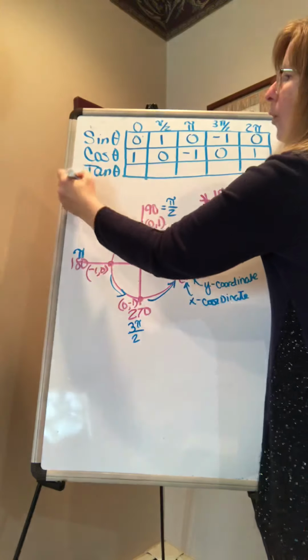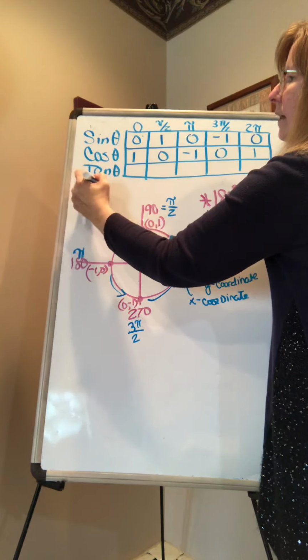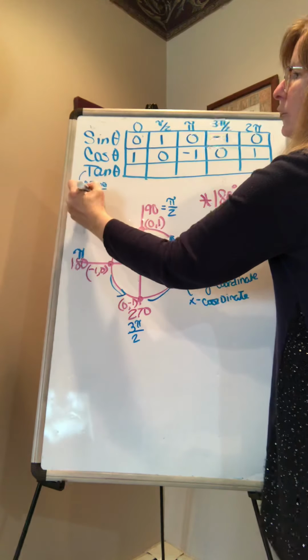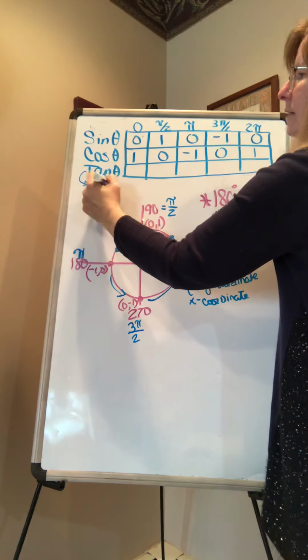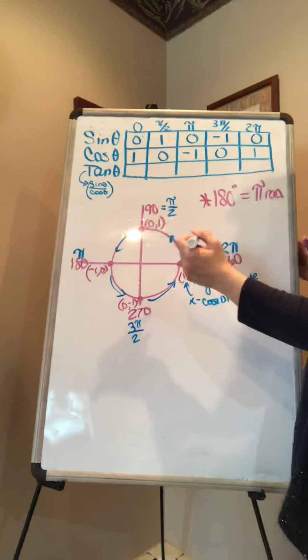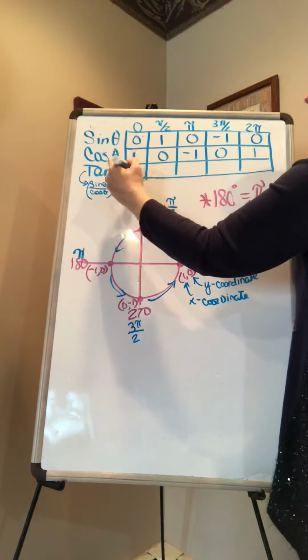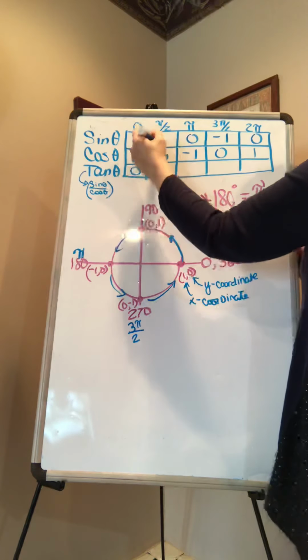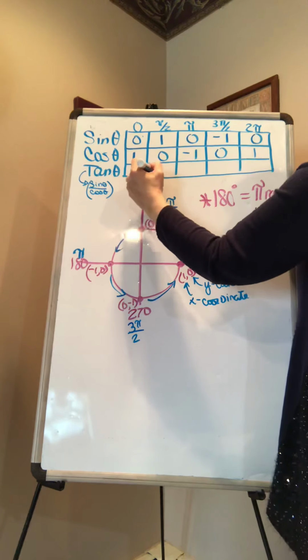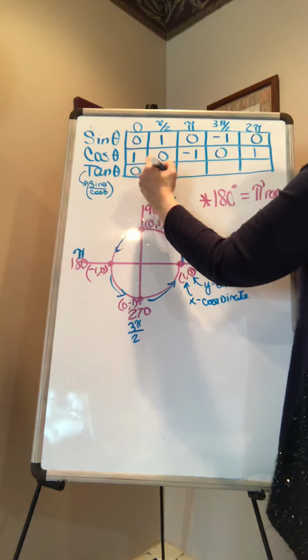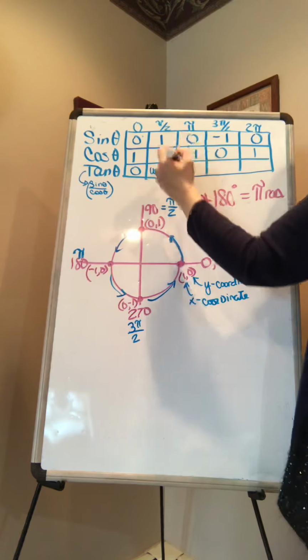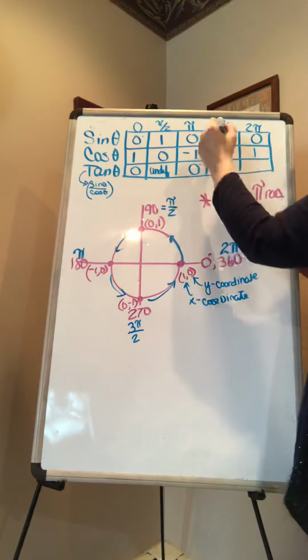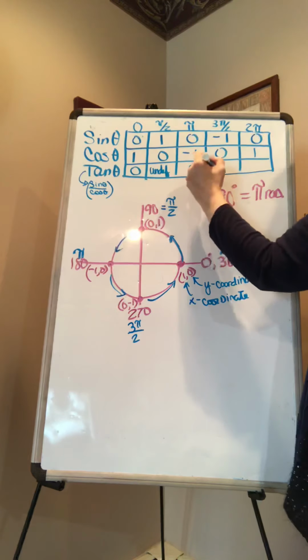Tangent is always sine divided by cosine. That's not going to change for us ever. 0 divided by 1 is 0. 1 divided by 0, undefined. 0 divided by negative 1 is 0. Negative 1 divided by 0, undefined.